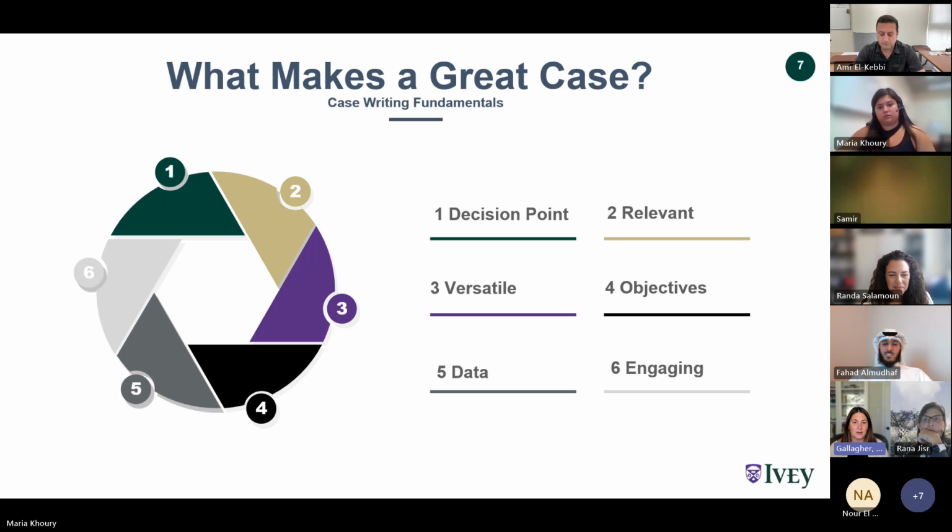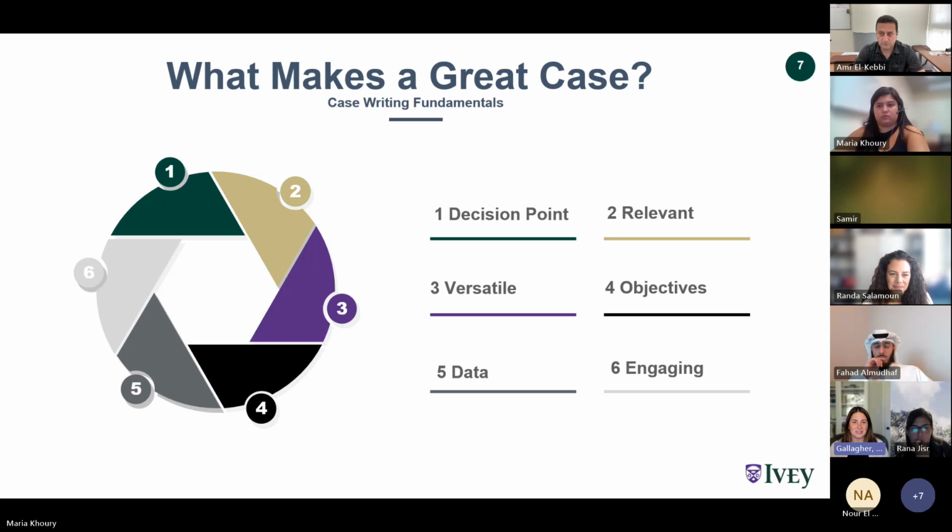Versatile, so think about also how can it be used over multidimensional topics or issues. Not necessarily, we don't want it to meet every single learning objective, but can it also be used in strategy and in operations? So thinking about the versatility there, and that really comes back to your decision point and having a nice open decision point so that faculty could hone in on certain points within the case that they would like to.